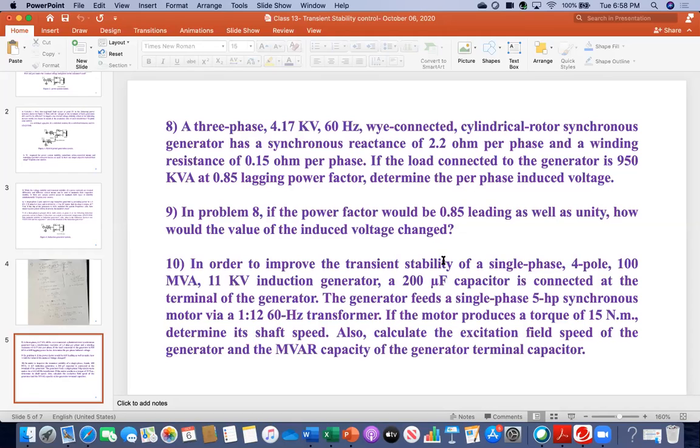Okay, so what you can do, everybody, please keep trying. You keep trying, and in the next class you let me know. And also then do problem number 9. Everybody see, in problem number 8: if the power factor would be 0.85 leading as well as unity, how would the value of induced voltage change? The same problem, but you consider 0.85 leading instead of the lagging power factor, as well as a power factor of 1. So in all three cases, what is the induced phase voltage you are getting? Therefore, in the next class, you let me know.